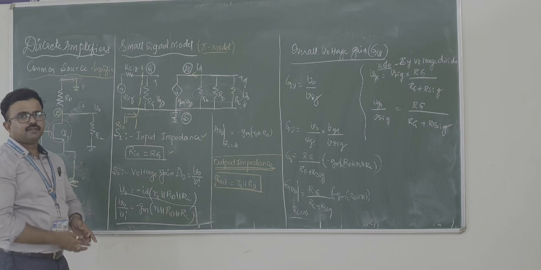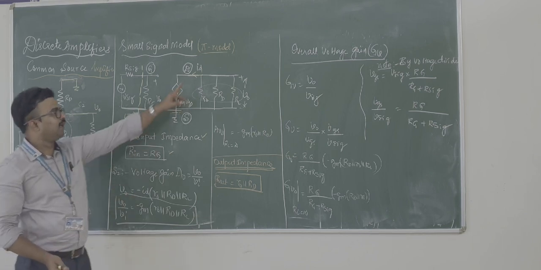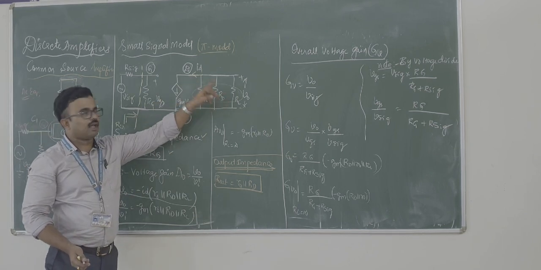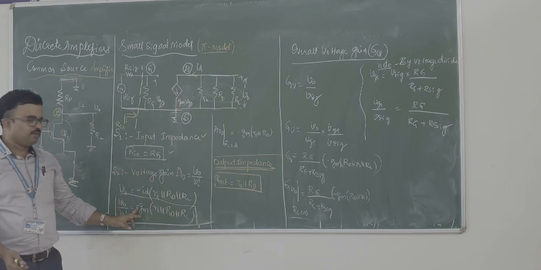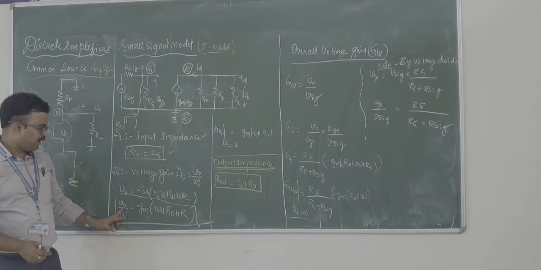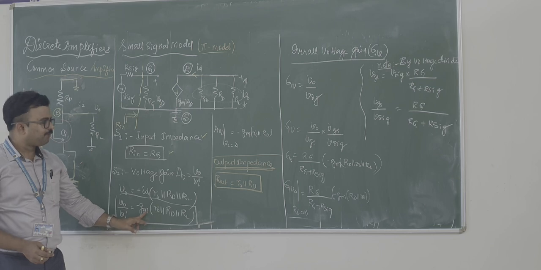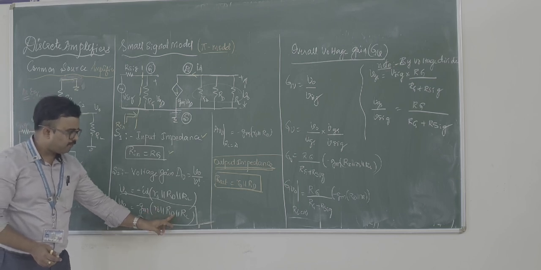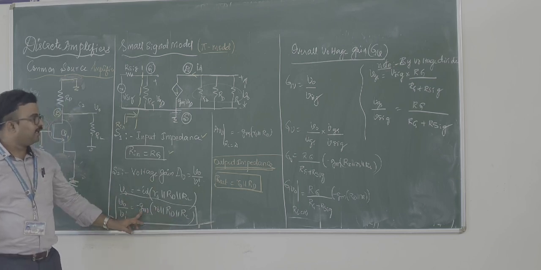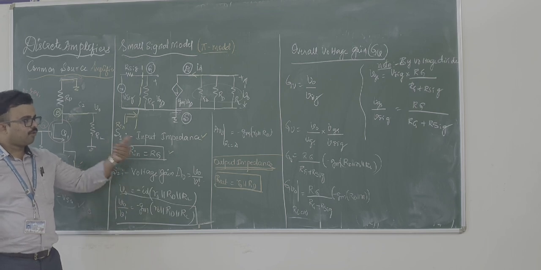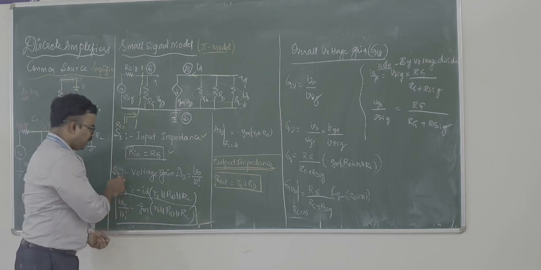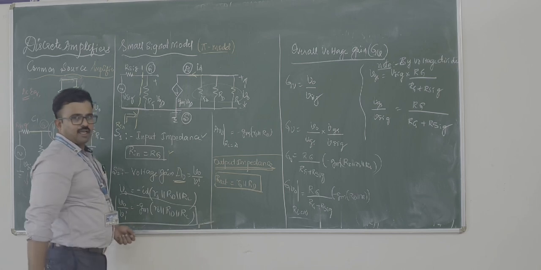Why is the current sign minus here? Because the current is away from the load, so therefore you get a negative sign. So Av is nothing but minus gm, r0 parallel RD parallel RL. The minus sign indicates that the output is out of phase. So this is the voltage gain, which is denoted by Av.